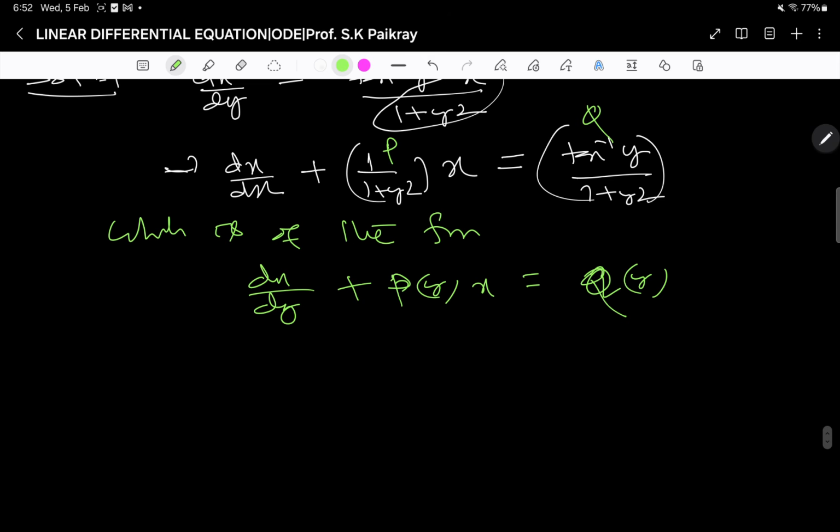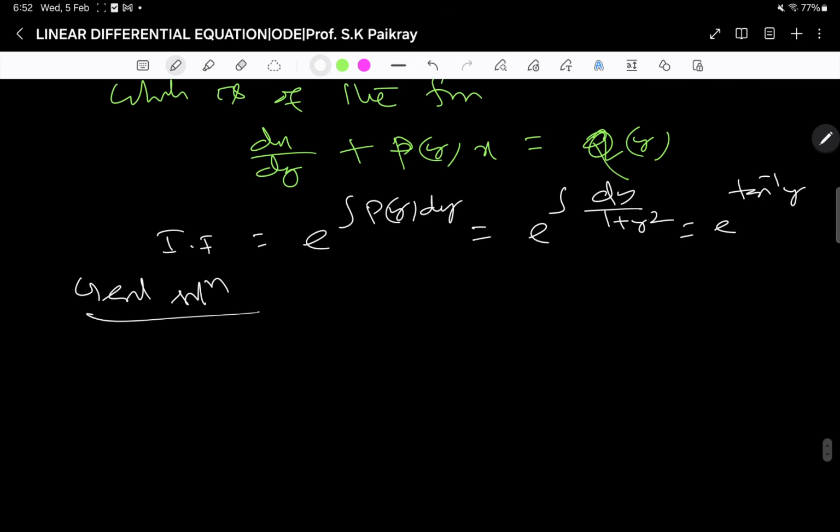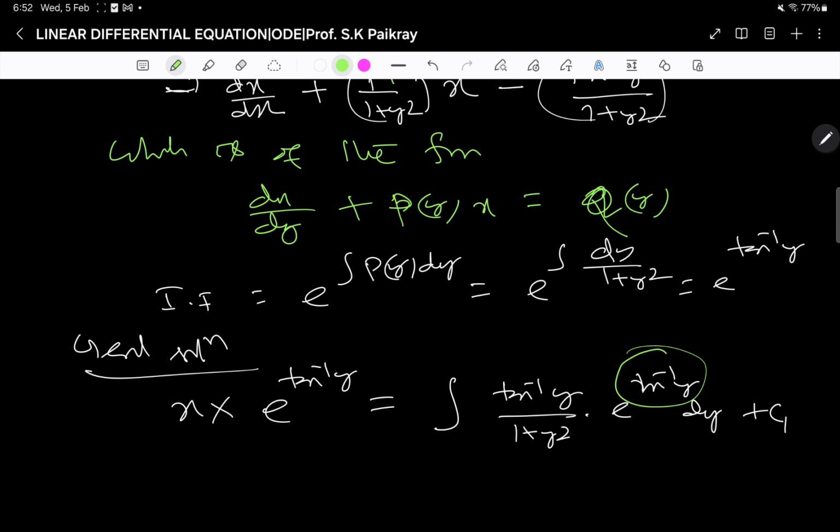So what is my integrating factor? The integrating factor is e to the power integral Py dy. So this is e to the power integral dy by 1 plus y square, which is e to the power tan inverse y. Now coming to the general solution. x into integrating factor e to the power tan inverse y is equal to, in the right hand side, Qy, which is tan inverse y by 1 plus y square into e to the power tan inverse y dy plus some constant c1.